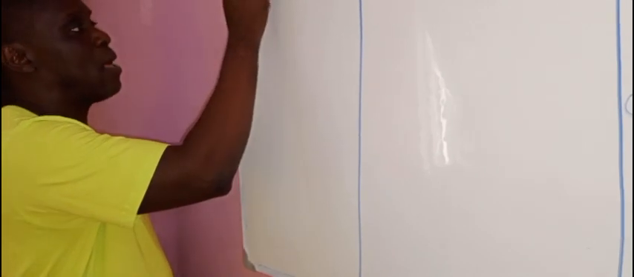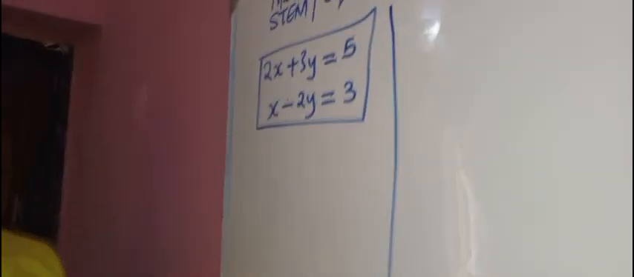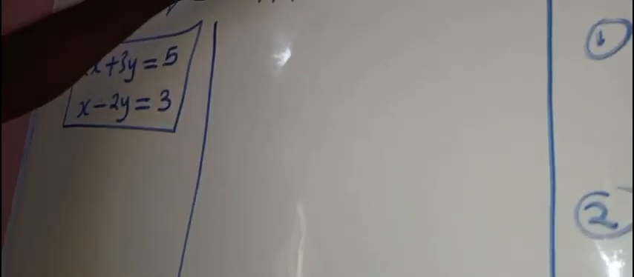Okay, now let's go. Inverse matrix method. Now let's assume that I have a problem. I want to generate a problem now. I have 2x plus 3y equals 5. Then x minus 2y equals 3. Now, these are 2 simultaneous equations, because there are 2 unknowns, x and y. I want to use inverse matrix method. It means you must know how to find the inverse. There are some steps you need to follow to find the inverse of a matrix.